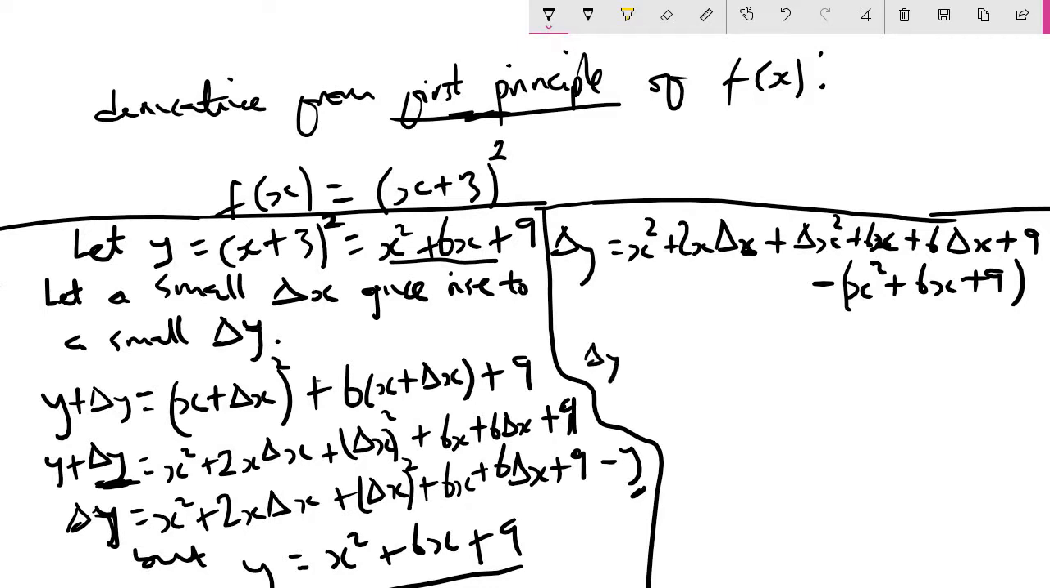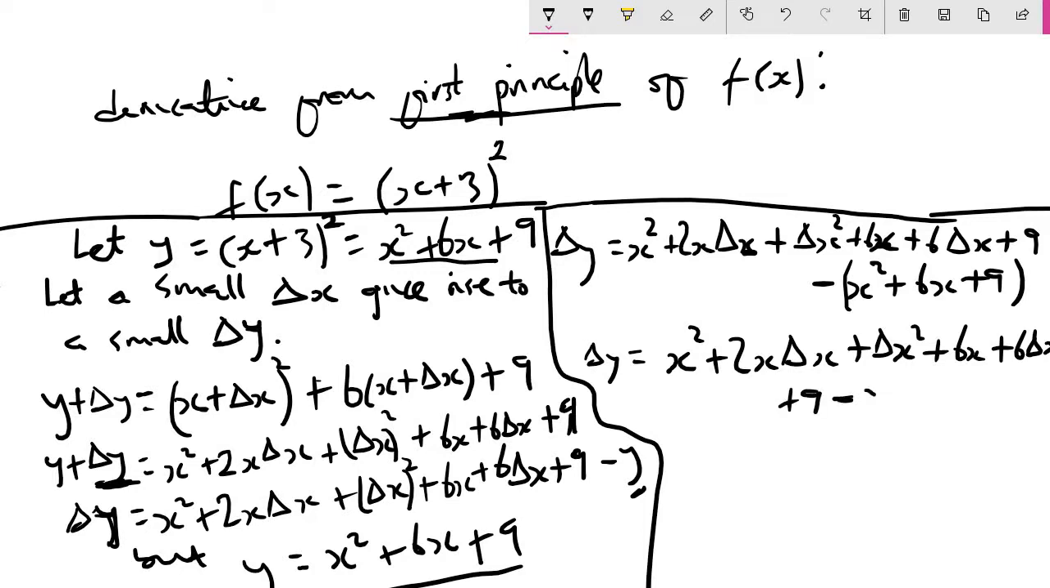So changing y is equal to x squared plus 2x changing x plus changing x squared plus 6x plus 6 changing x plus 9 minus x squared minus 6x minus 9. Remember that when we open the brackets, the minus affects every single thing in here. So positives become negative and negatives become positive.